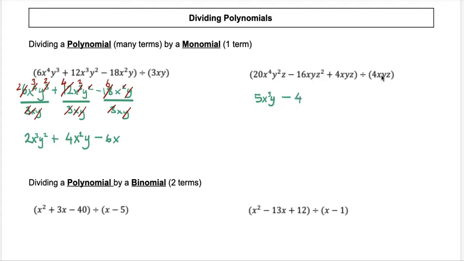X divided by X is 1, we don't write it. Y divided by Y is 1, we don't write that either. Z squared divided by Z is Z. Okay? So we don't need to write the ones because it's just multiplying times 1. It doesn't change anything, right?